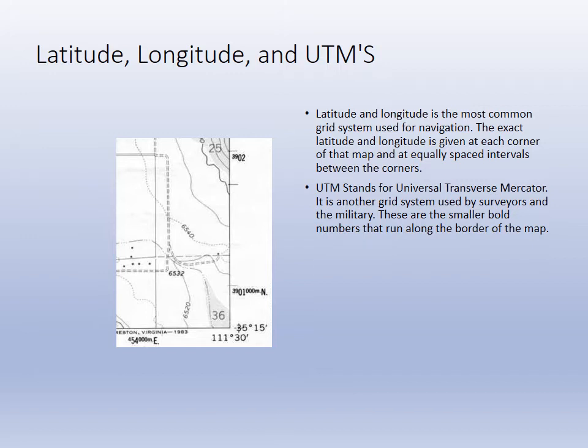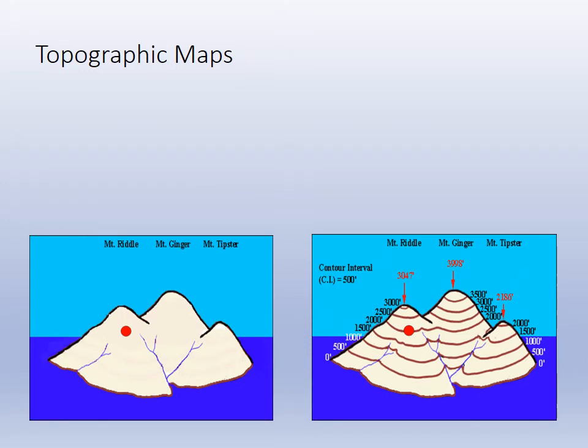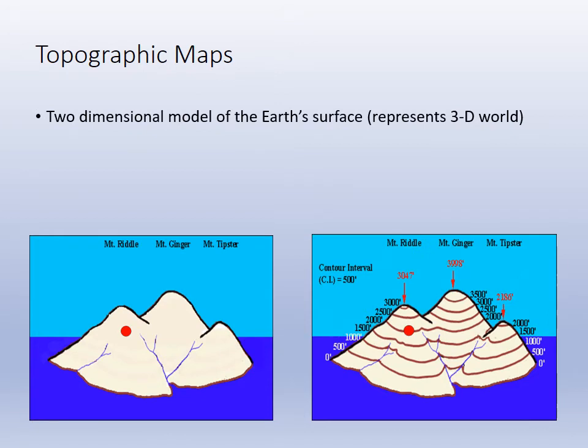The UTMs, as you can see, are listed as well, and we are going to disregard them. On to some topographic maps. Topographic maps, then, you can see in this three-dimensional image, map the surface, the elevation changes of landforms. It's a two-dimensional model representing a three-dimensional world.